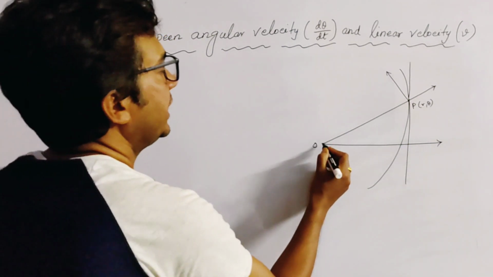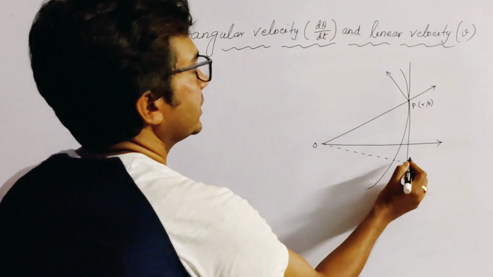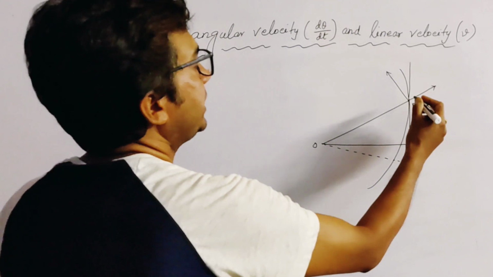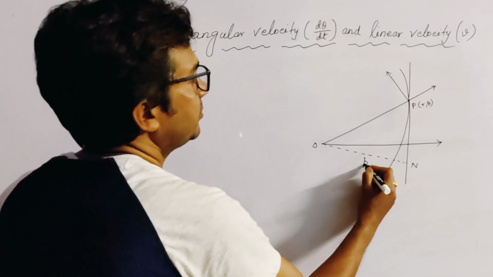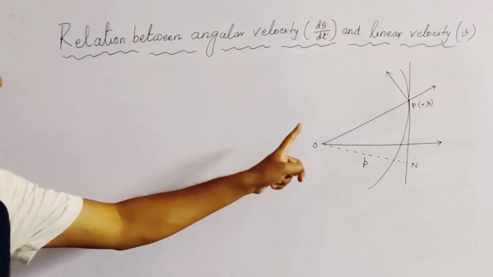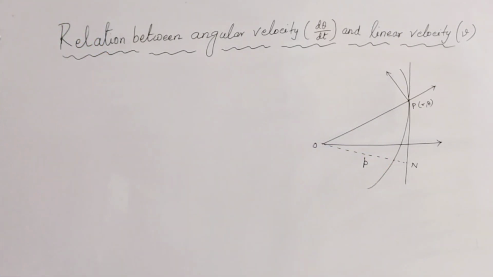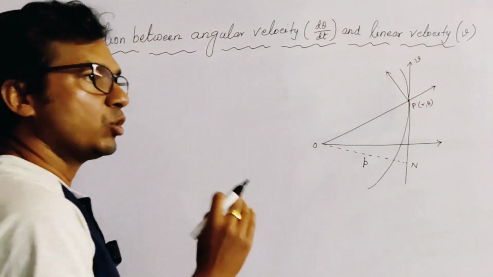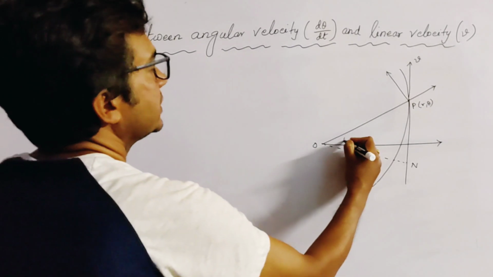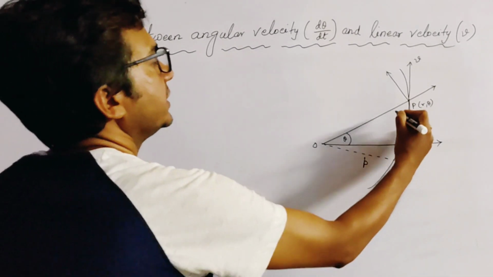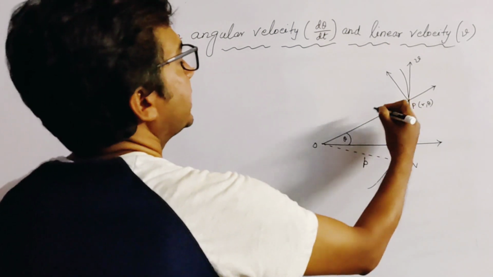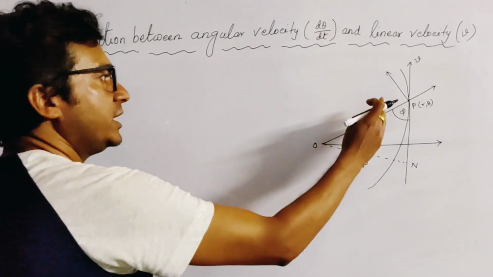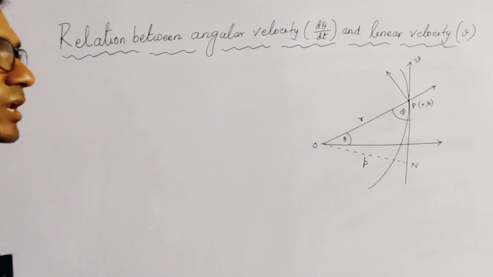Let ON be the perpendicular from O to the tangent at P, and let it be p, small p. This is the perpendicular distance from the pole to the tangent at P. The velocity V acts along the tangent always, and this is θ. This is the angle between the radius vector r and the tangent, known as φ. This is the standard symbol of differential calculus.